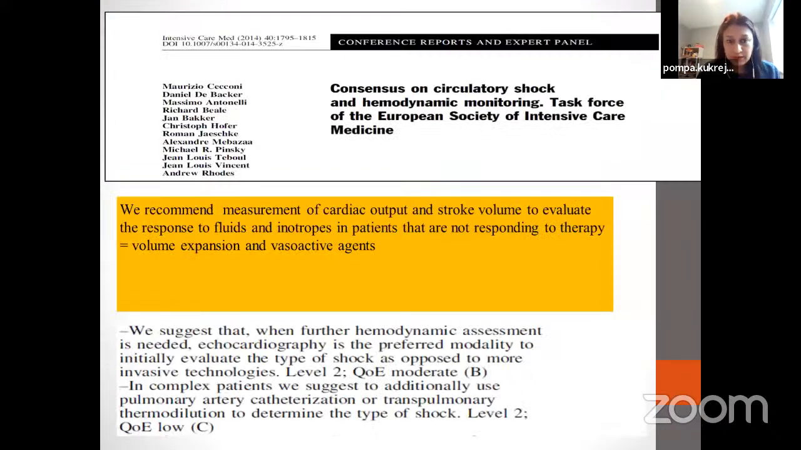Now, this is the adult consensus on circulatory shock from ESICM, which said that you would measure cardiac output and stroke volume to evaluate response to fluid and inotropes in patients who are not responding to therapy, meaning if you have had volume expansion and vasoactive drugs and there is no response, then cardiac output monitoring is indicated. However, as I said, PACs are associated with increased invasiveness and also increased complications. So echo is the first preferred modality of choice. It's a level 2 evidence. And in complex patients where you're not winning, you may consider using pulmonary artery catheterization or transpulmonary thermodilution. Again, this is a level 2 recommendation. So this was in 2014.